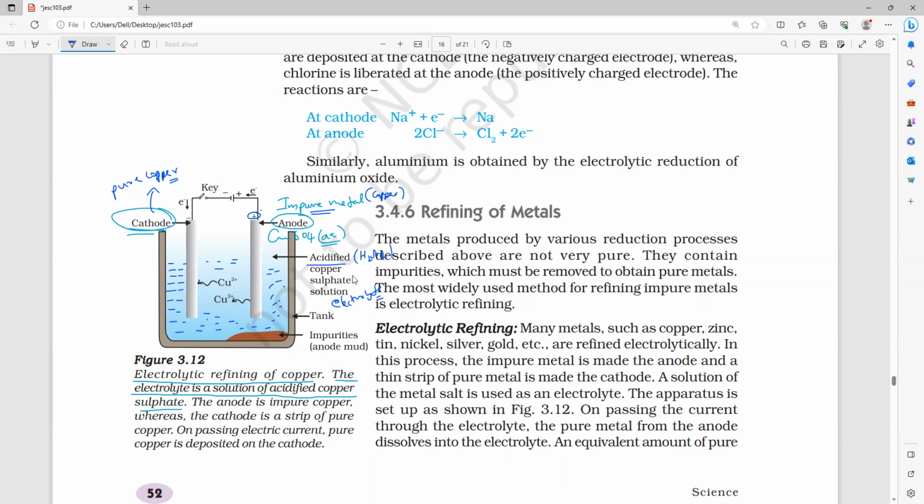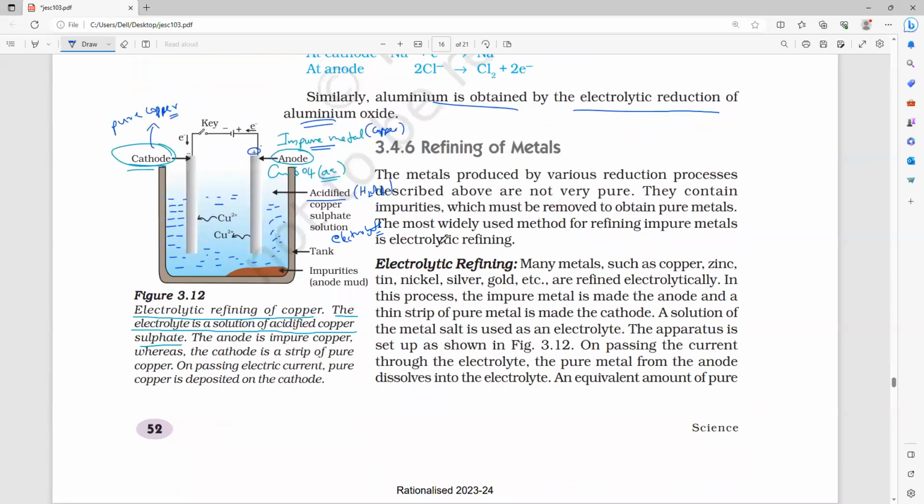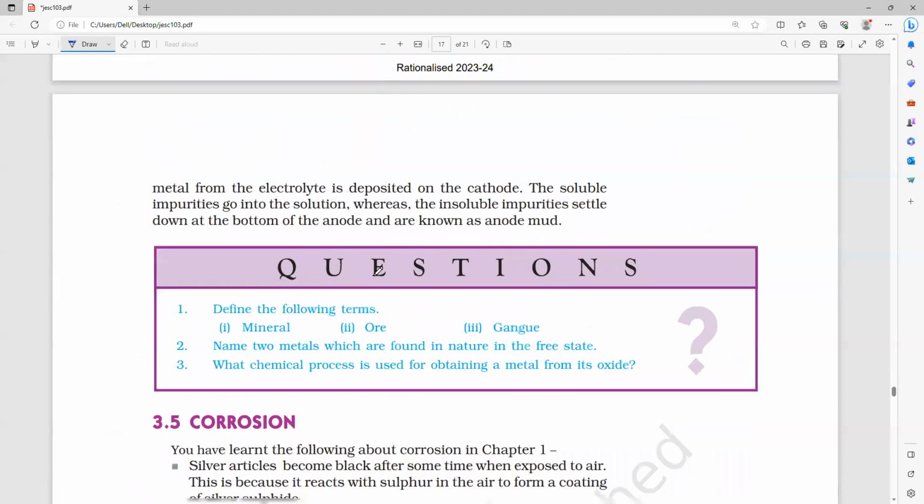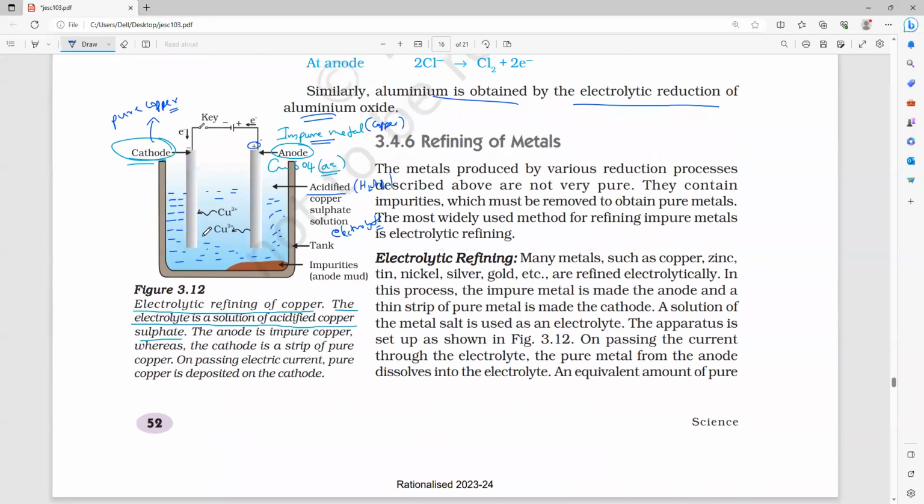So anodic reaction will take place. Can you tell me at anode what will happen, guys? Fastly. Forget about this one. You tell me this. Aluminum is obtained by electrolytic reduction. Okay, all the things we will get from the same thing only. I want anodic and cathodic reactions here. Anybody can tell me? Copper.